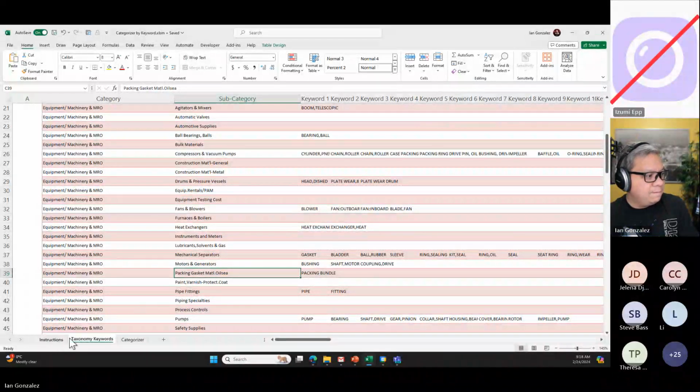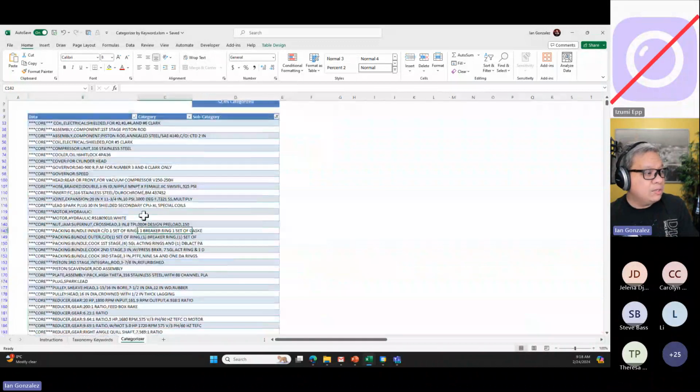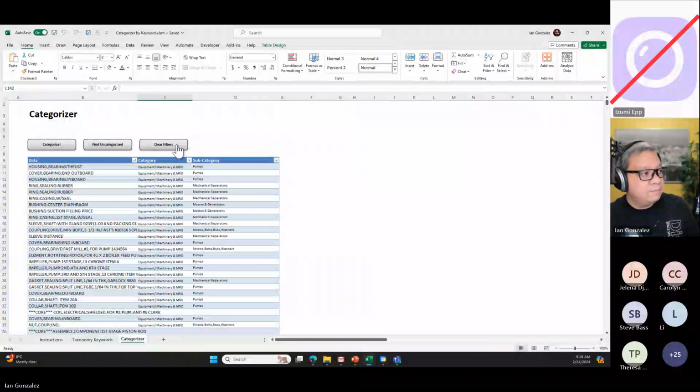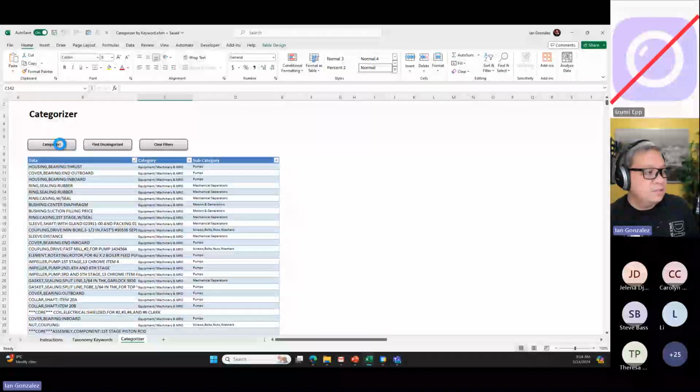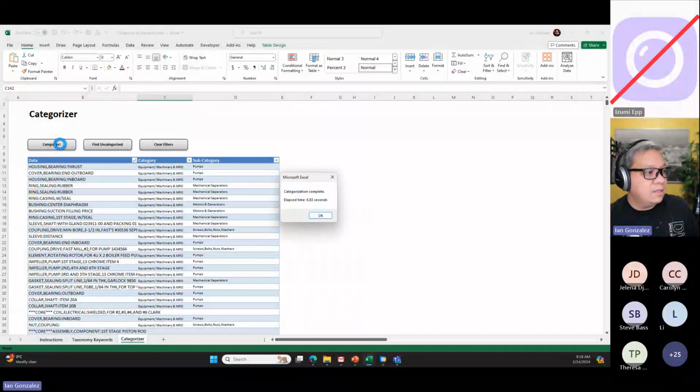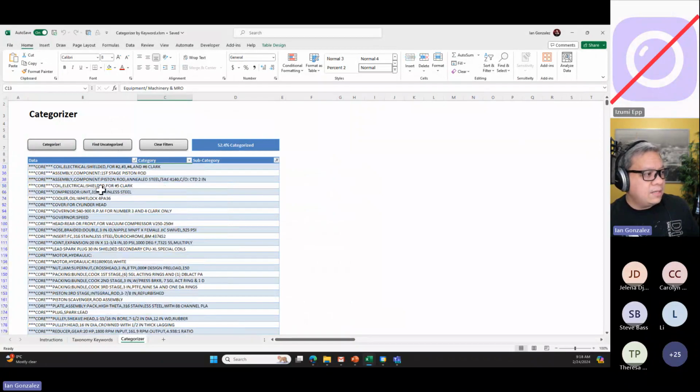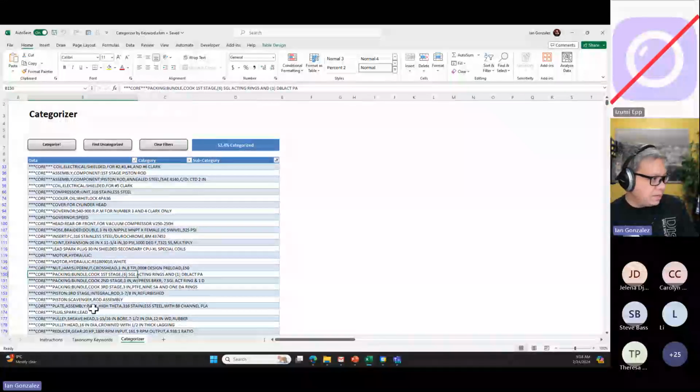If I go back to categorizer, I can clear my filters. Then I can categorize again. It's redoing the process, but this time packing bundle should not show up anymore as uncategorized. So we wait for that 8 seconds. There we go, 9.83 seconds this time. Then find uncategorized. Oh, it's still there. Packing bundle.